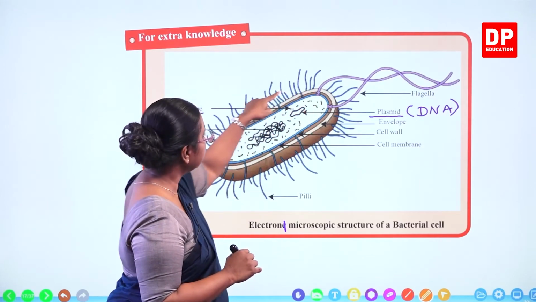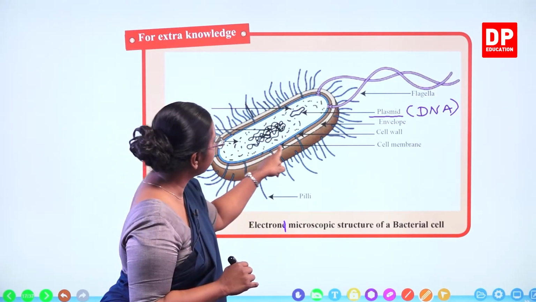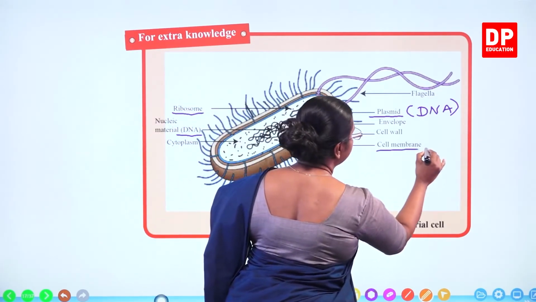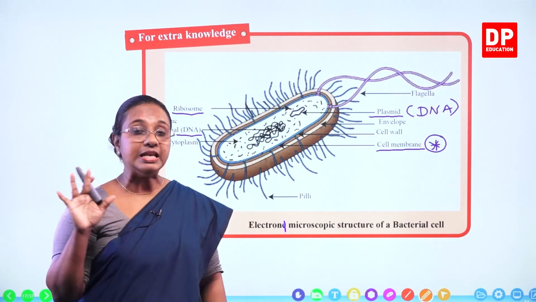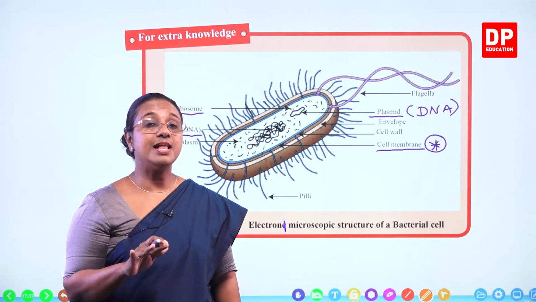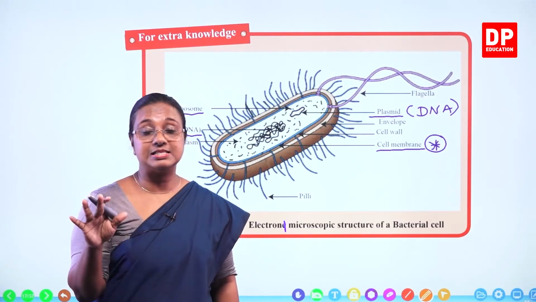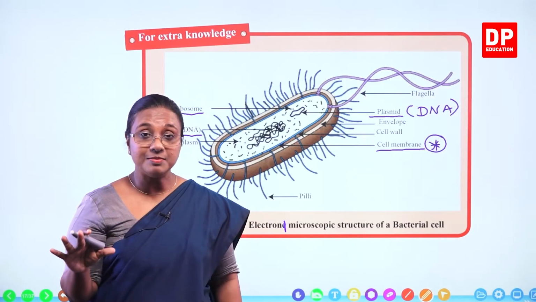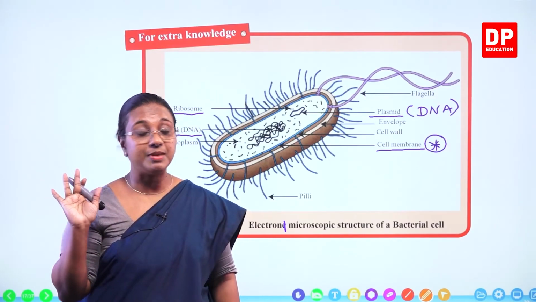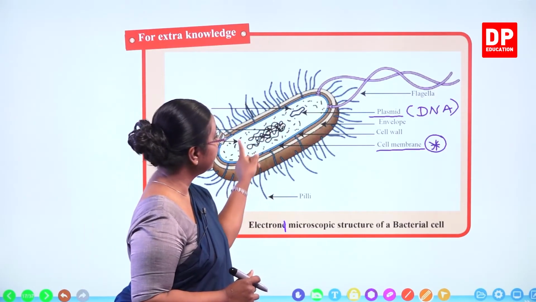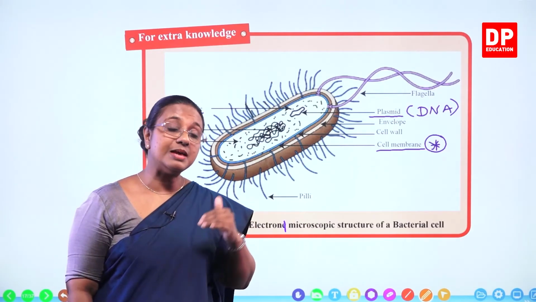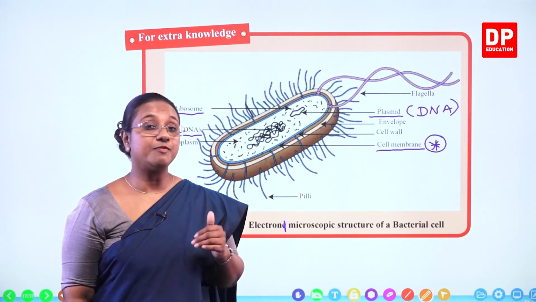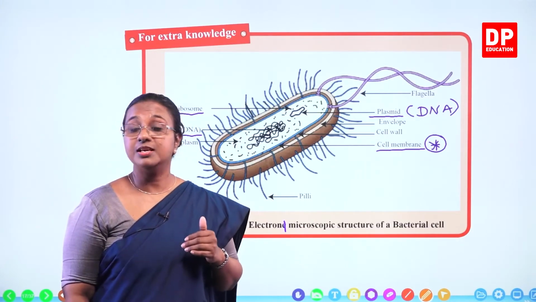Then you can see around the cytoplasm there is the cell membrane. Now this cell membrane is a lipoprotein membrane, like the cell membrane present in other cells. Like in plant cells, animal cells, all of them have cell membranes. A similar cell membrane is here also. So bacterial cell membrane is same as the cell membrane of the other cells, the eukaryotic cells.